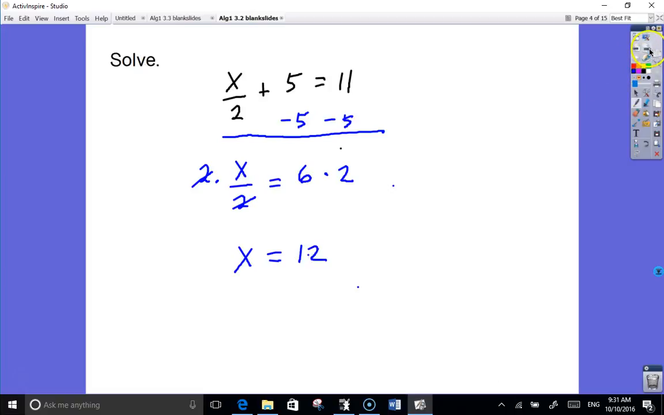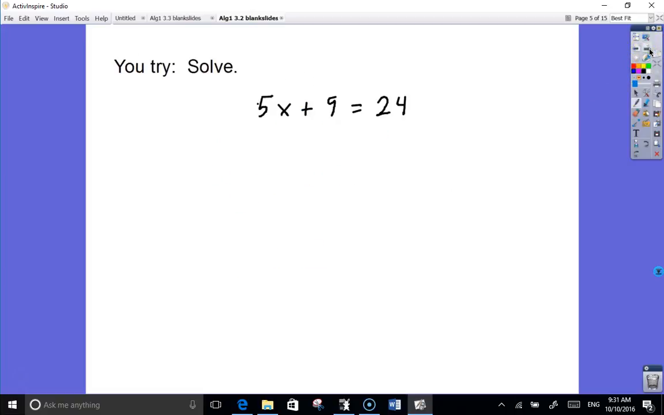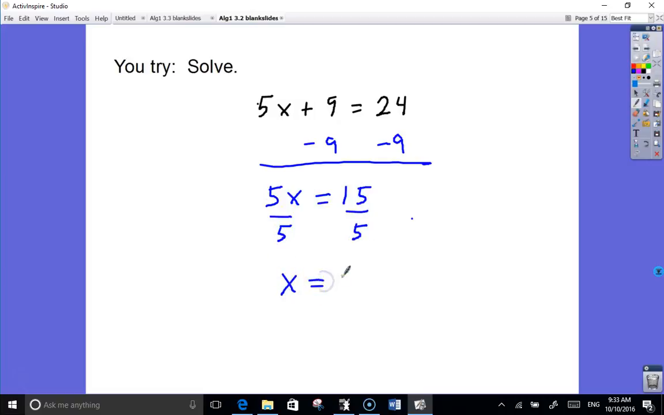Okay, so you try that one. So again, there's two operations going on. Which one do you undo first? The plus 9, right? Plus 9 before divide by 5. So minus 9 undoes a plus 9. 5x equals 15. And then divide both sides by 5. And if you have any trouble with the math, like 15 divided by 5, just put it in the calculator, right? Get it right.